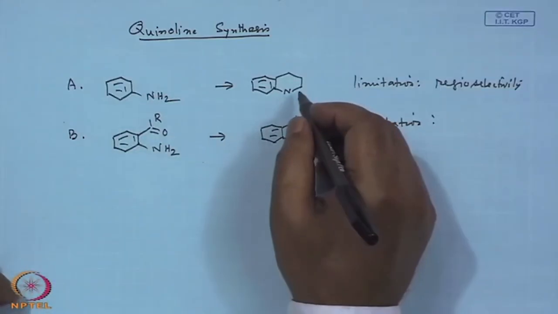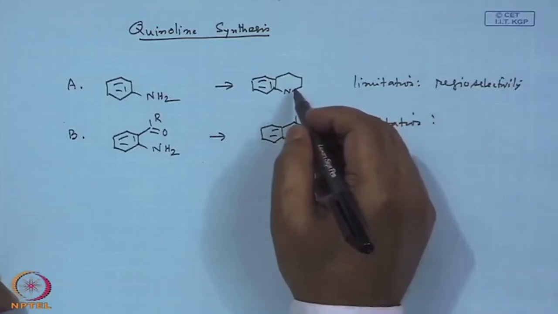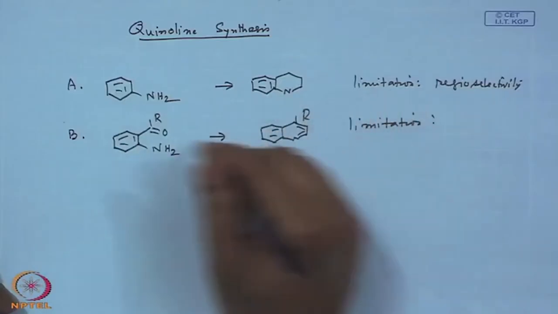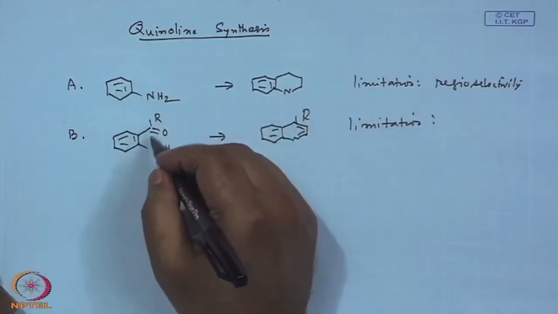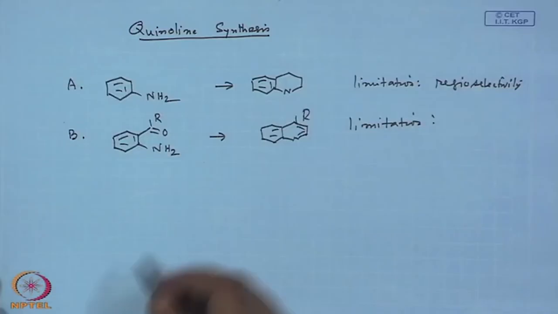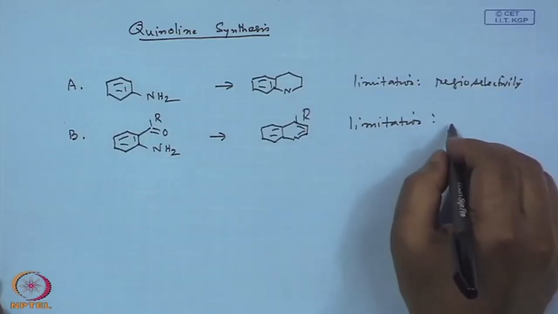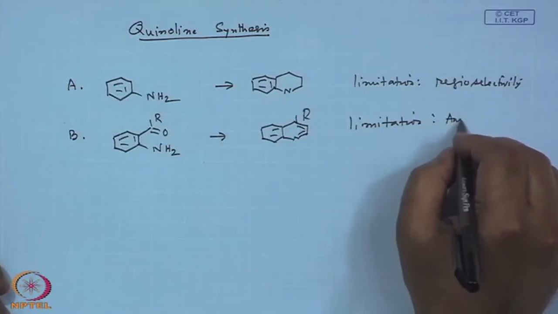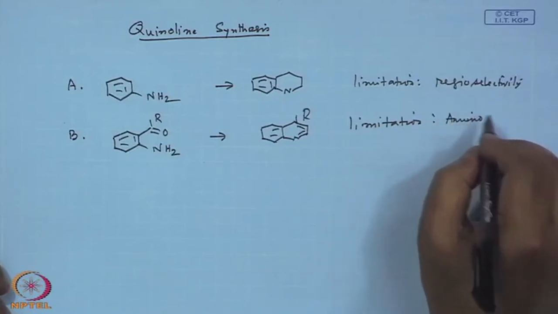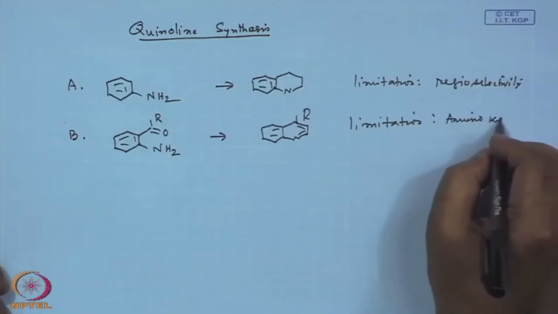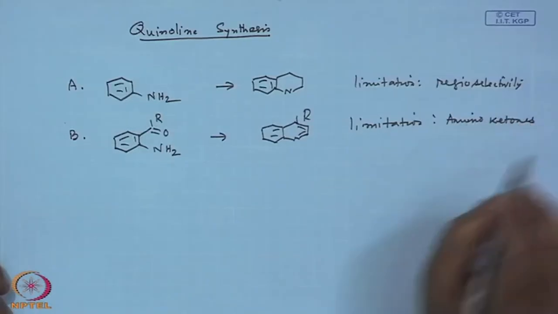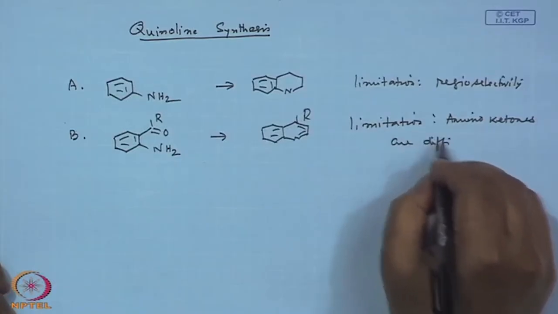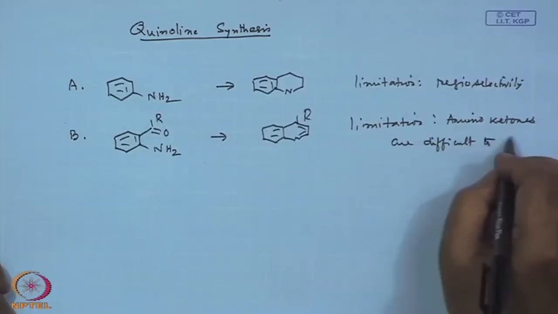So, the inherent limitation present in the first approach can be avoided by fixing the substituent already in the benzene ring, but there is a limitation. The limitation is that the amino ketone compounds are difficult to make, amino ketones, right? So, like say amino ketones or aromatic ketones are difficult to prepare.